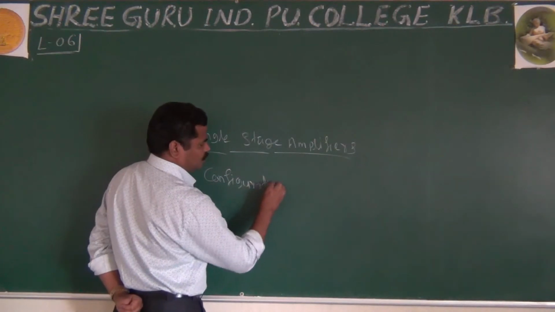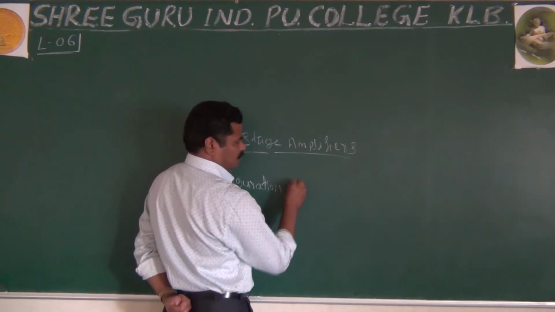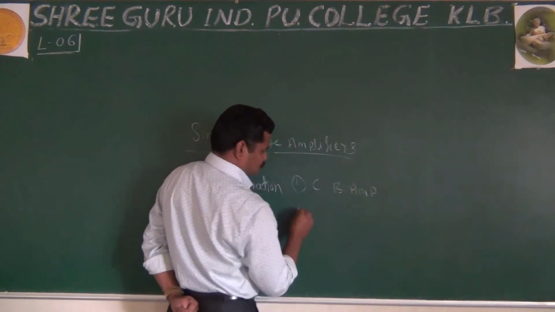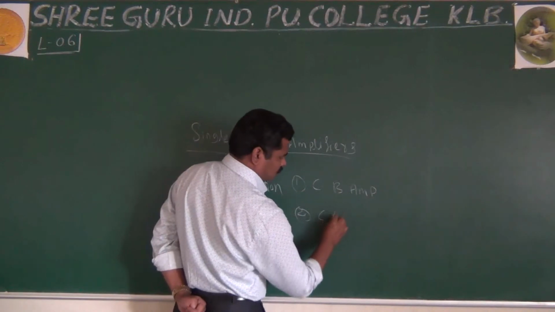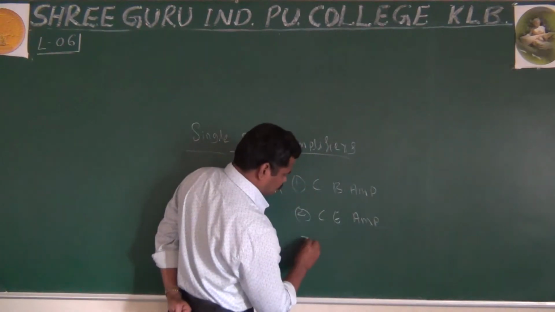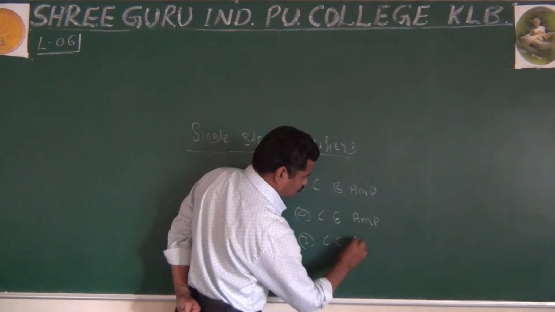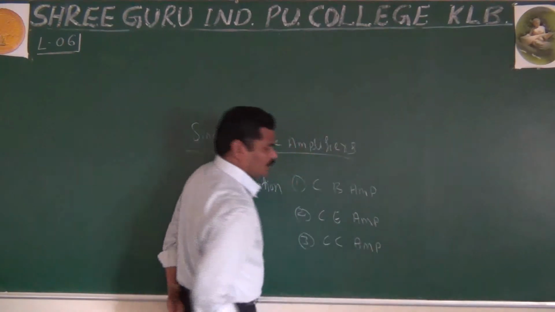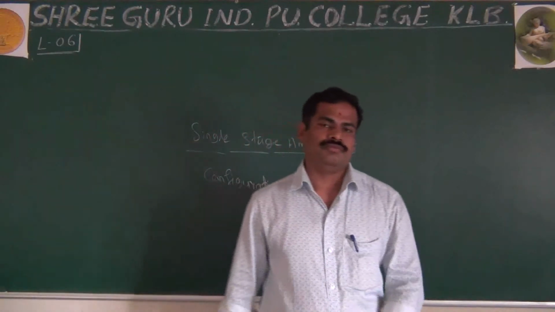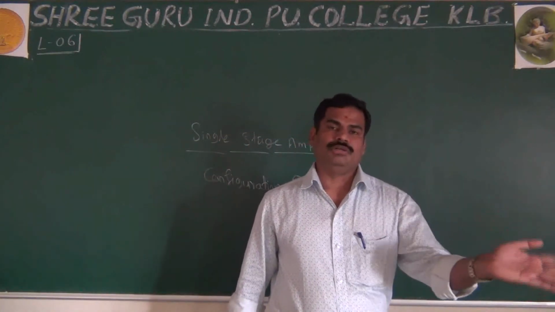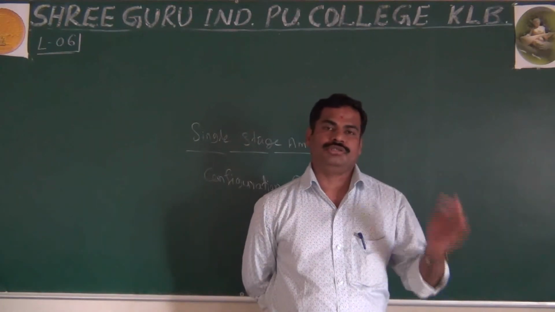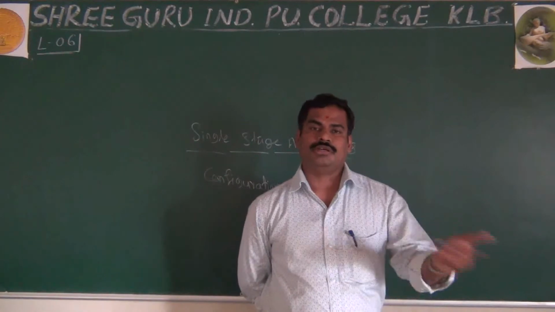Depending upon the configuration, there are three types of amplifiers. One is called the common base amplifier, the second is the common emitter amplifier, and the third is the common collector amplifier. As we already studied different types of configuration in a transistor, maybe common base, common collector, or common emitter.